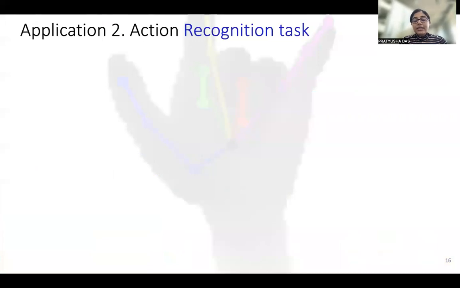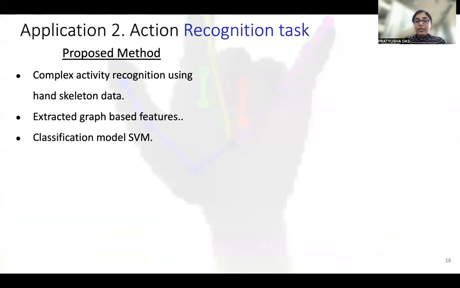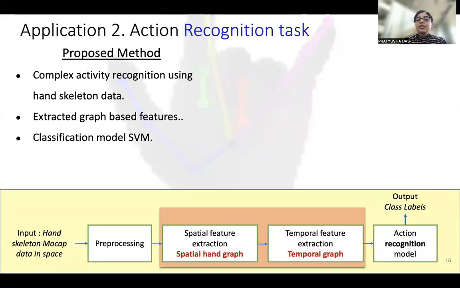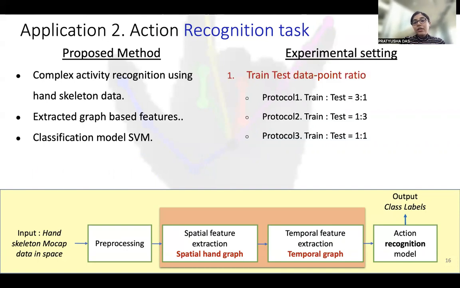Now, we can also apply the same feature extraction technique in a recognition task. As I mentioned, this is a completely unsupervised feature extraction technique. But for a recognition task, we need to do some learning of the model in the action recognition model. So first we extract the features in an unsupervised way, and then we design a classification model. In this case, we are using SVM to do the job, and we are using different train test ratios while training the SVM.